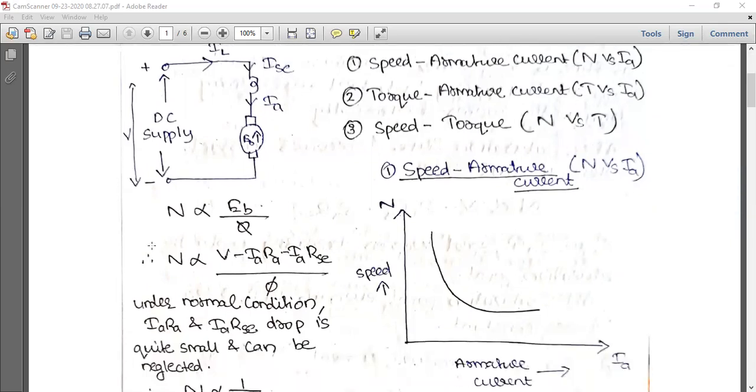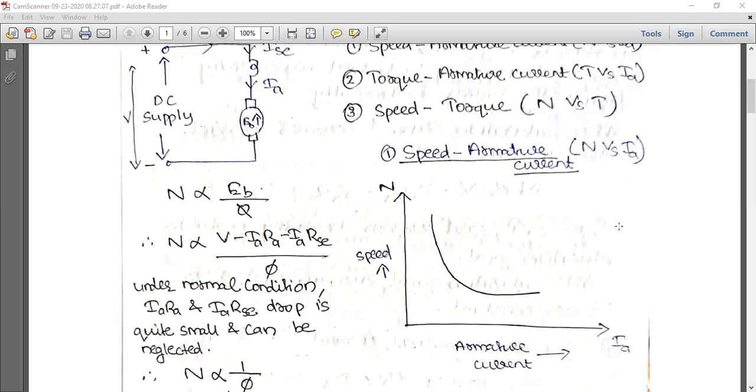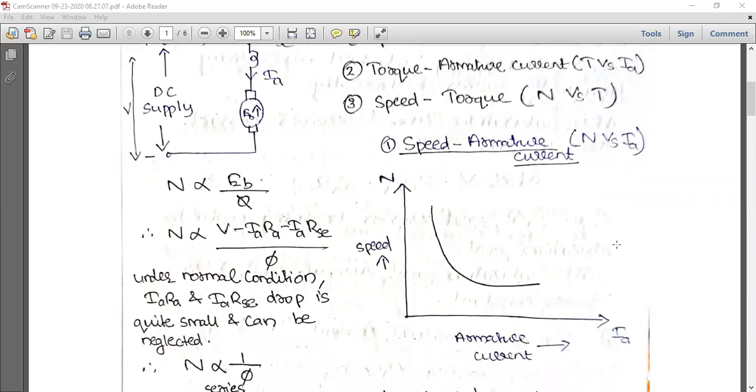So the first characteristic is speed versus armature current, that is N versus IA. From the beginning of our sessions I have been telling you the equation of back EMF, because in a motor we have the back EMF, and in a generator you have the generated EMF. We completed the generator in our first module, and here in the second module it's all about motors. So we have the equation EB is equal to P phi NZ by 60A. From that we can write that N is proportional to EB by phi, just like how we derived the characteristic for the shunt motor.